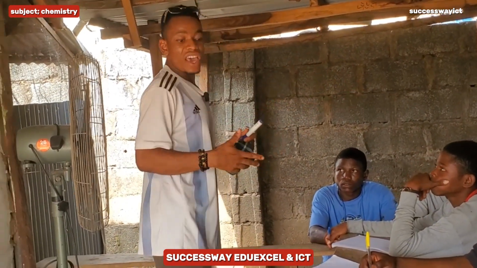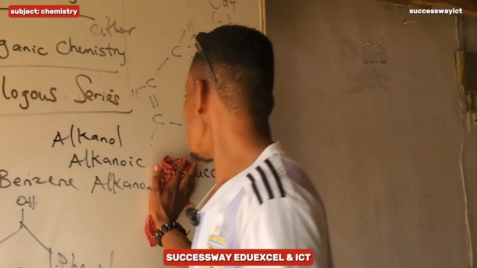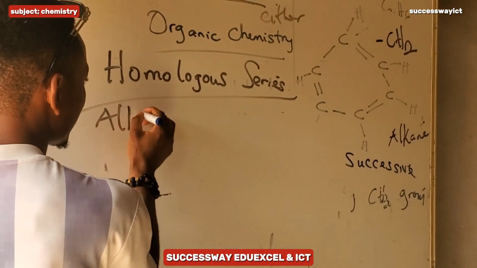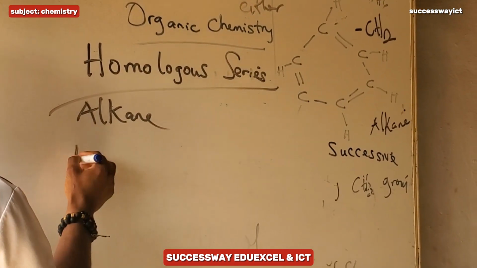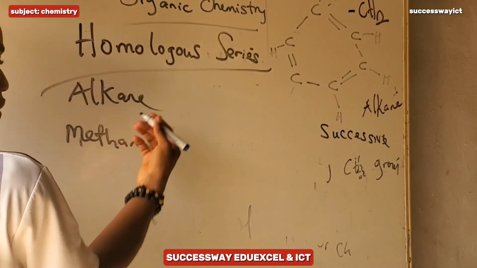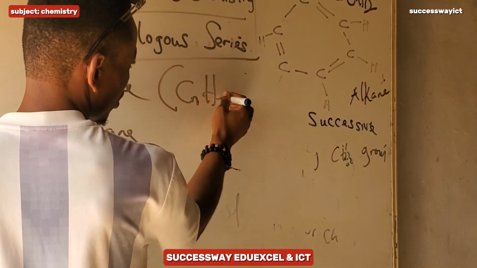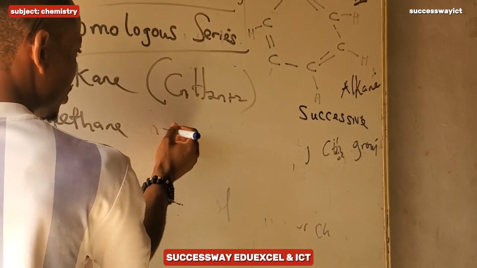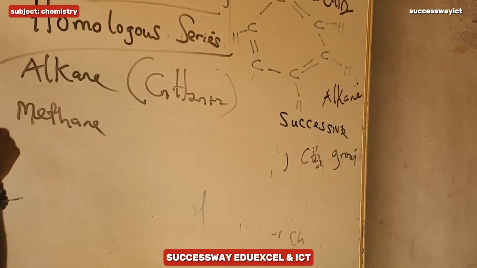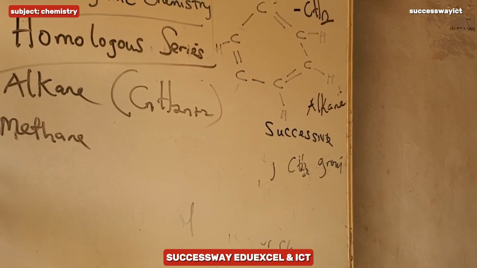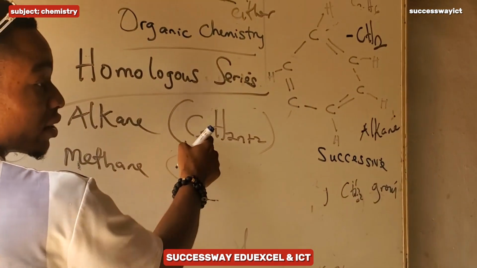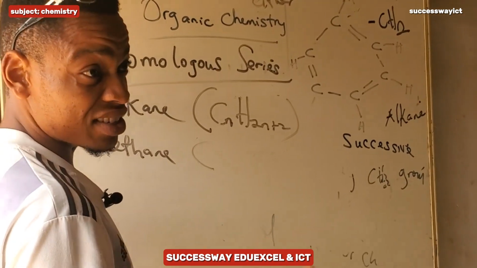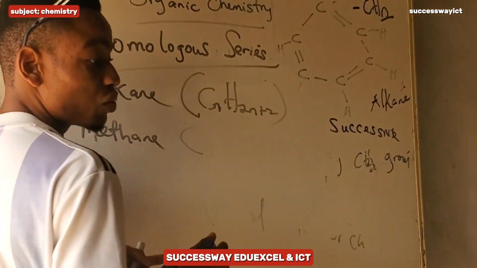For example, let's look at the alkane. Don't write this, but it is very important. We have the alkane members, for example methane. From the general formula, what is the general formula? CnH2n+2, right? If you use this method, the first member is number 1, where n is 1. If you substitute, what will you have? C1, which is C, H, what?